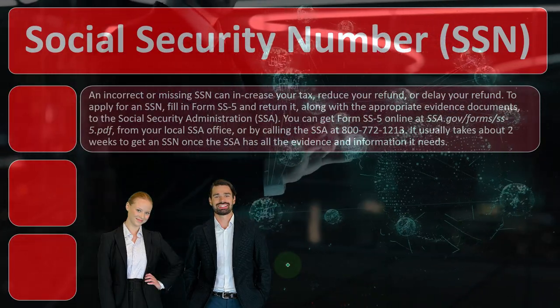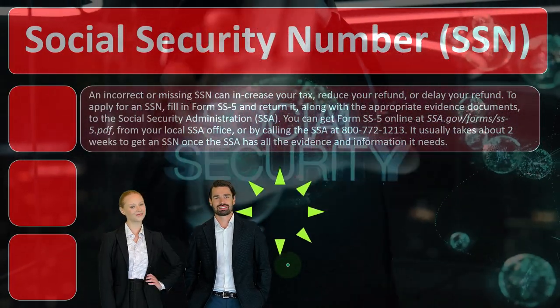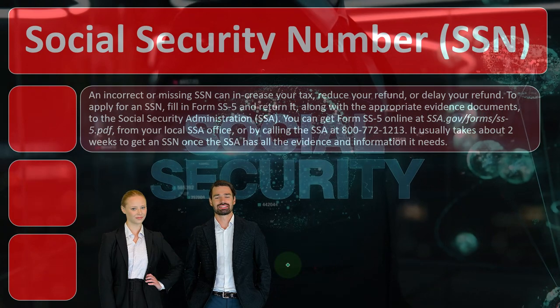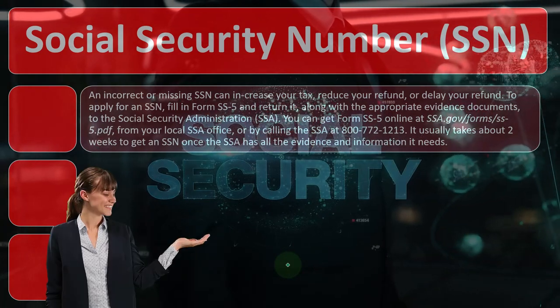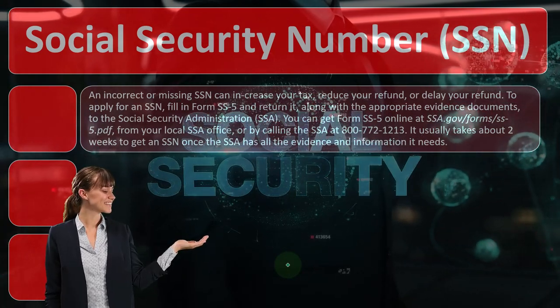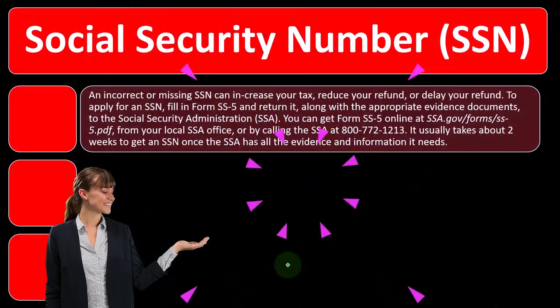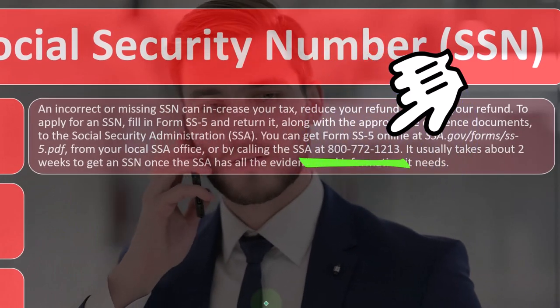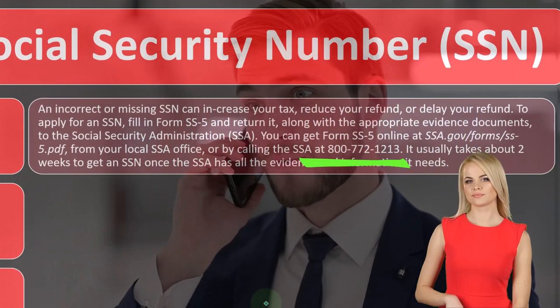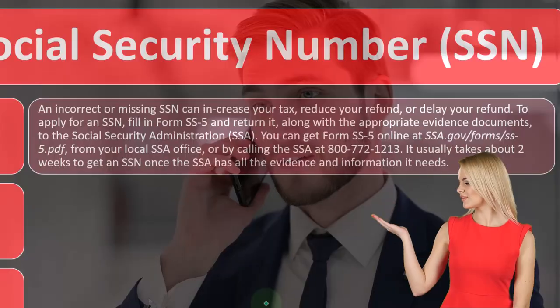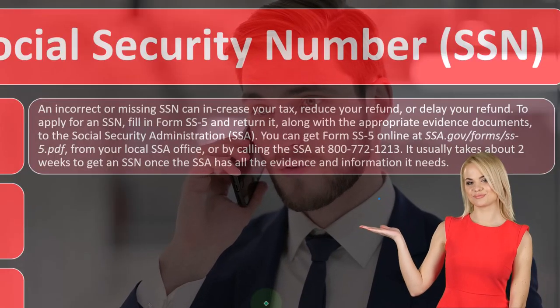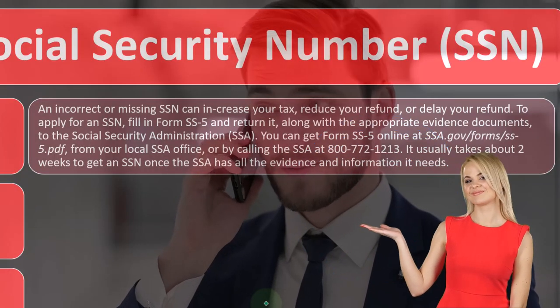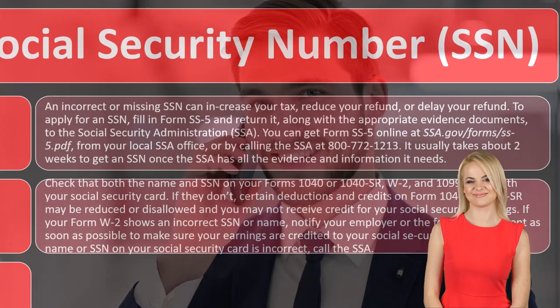So you can get the form SS-5 online at ssa.gov/forms/ss5.pdf. You can also find it from your local Social Security Administration office, or by calling the SSA at 800-772-1213. It usually takes about 2 weeks to get an SSN once the SSA has all the evidence and information it needs.